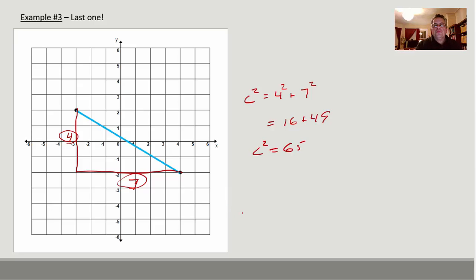Okay, so we want to know what number when we multiply it by itself, which means we square it, equals 65. That's the job of square root. So square root of 65, which is just a little tiny bit more than 8. No perfect squares go into 65. You could try, but 4, 9, 16, 25, 36, 49, they don't go into 65. So it's simplified. That's an exact answer. If we want a decimal approximation, we can use our calculator if we want.